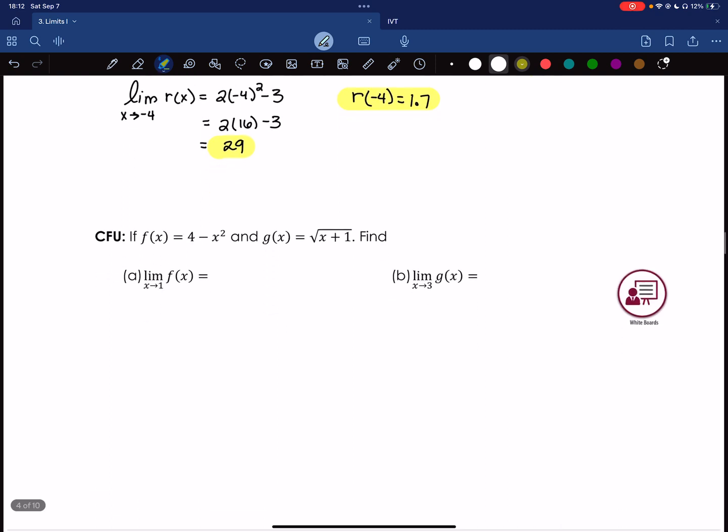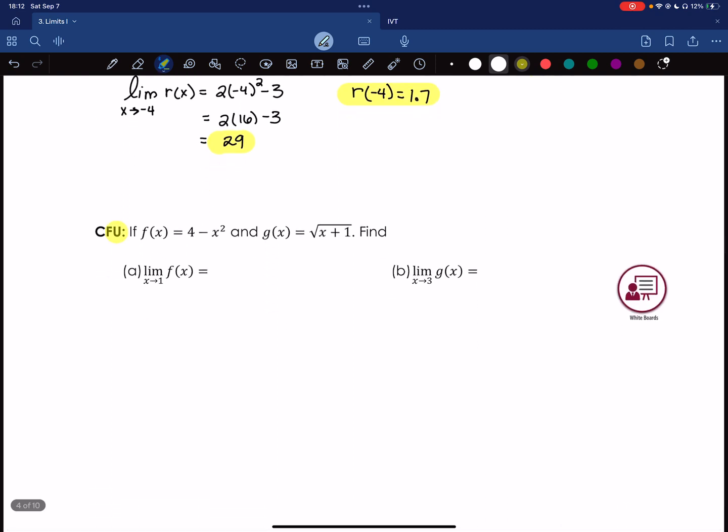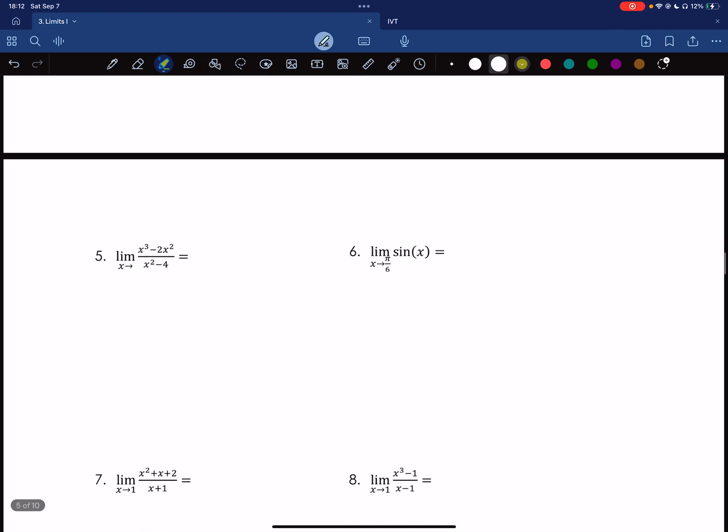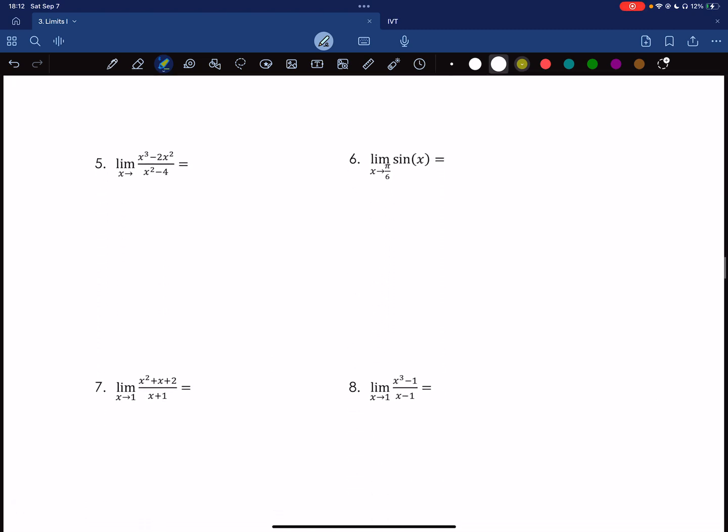Okay, so you can try the check for understanding. That will be posted in the completed notes. Okay, and we're going to keep on moving through some examples. So we have a few more examples to get through.